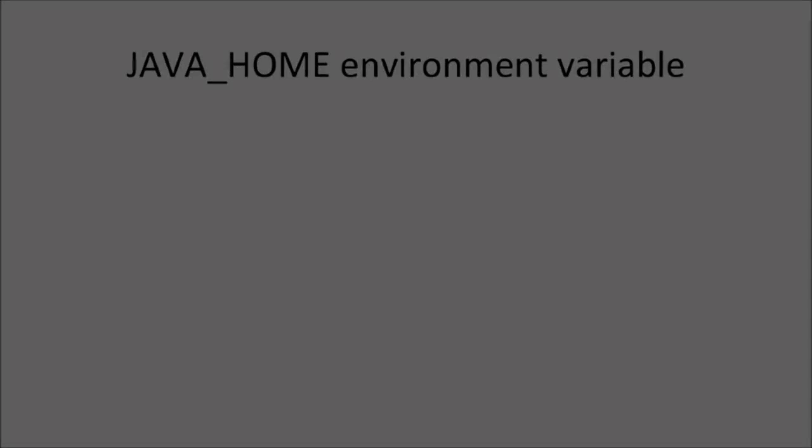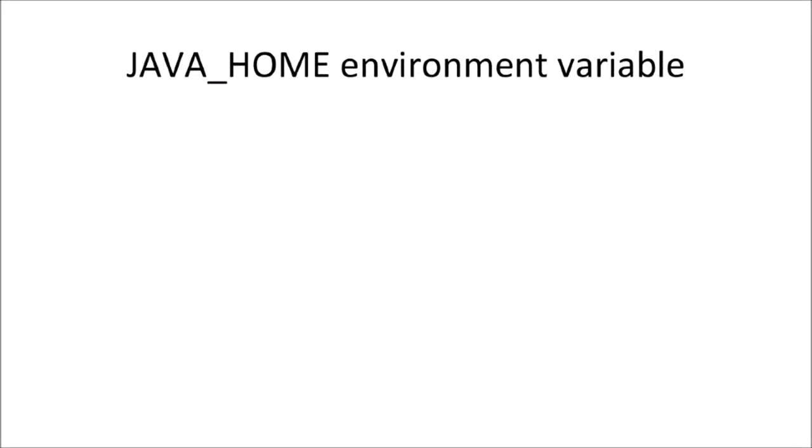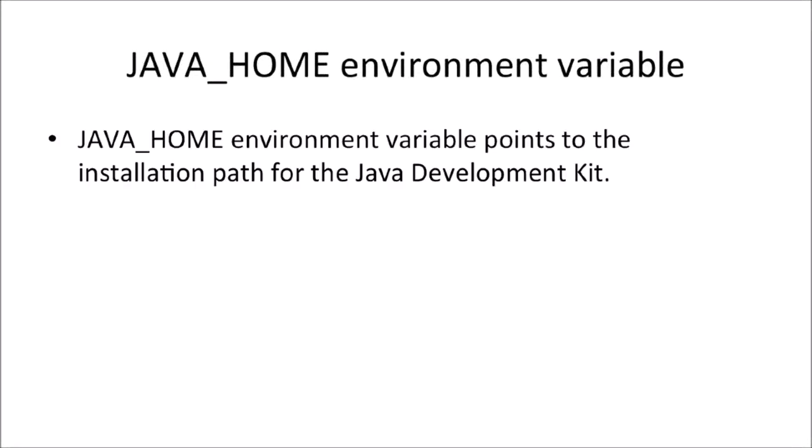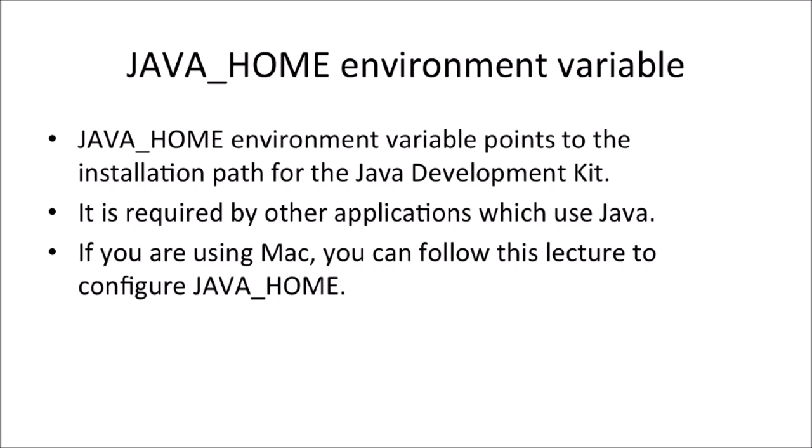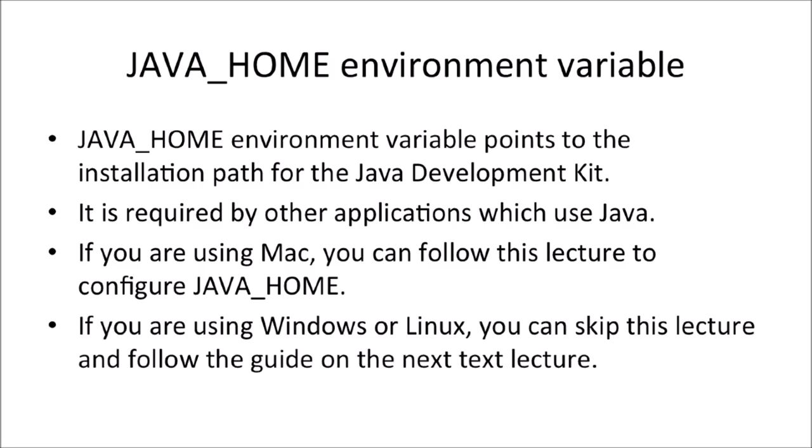Next, we'll configure the Java home environment variable. The Java home environment variable points to the installation path for the Java Development Kit, and is required by other applications which use Java. The steps to configure the Java home environment variable vary depending on what operating system you are using. I'll be demoing how to configure it on Mac. If you're running Windows or a Linux machine, you need to follow the instructions in the next lecture.